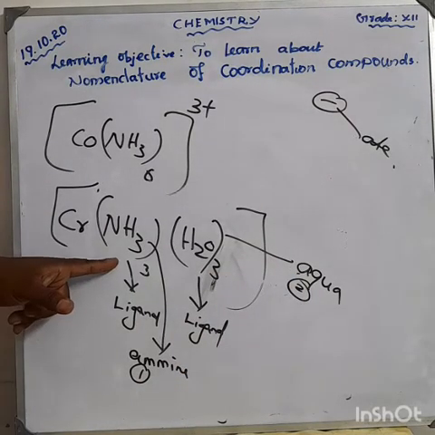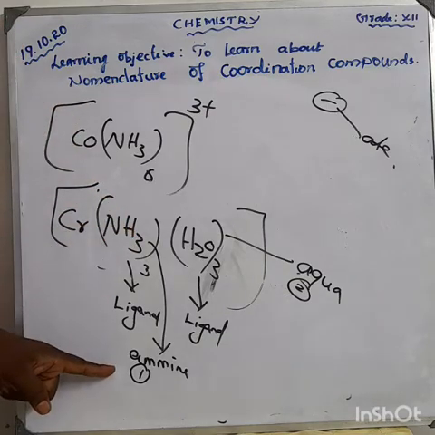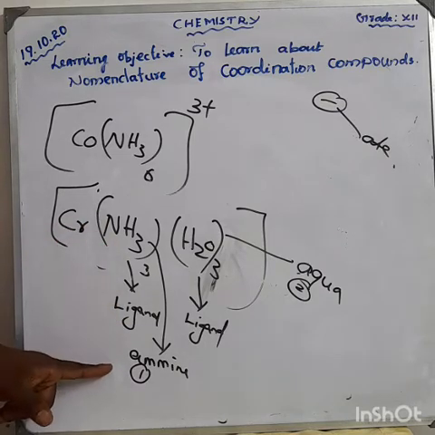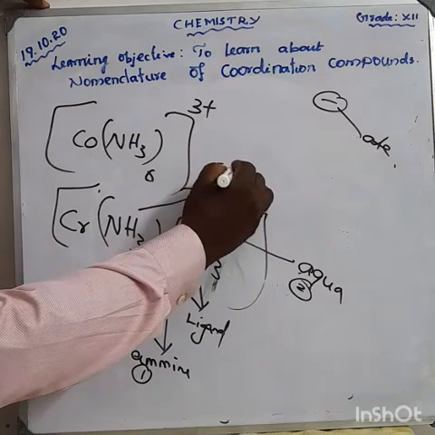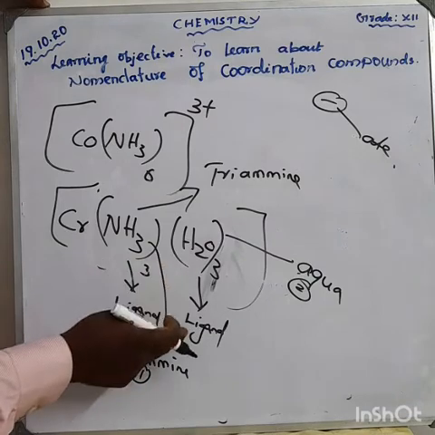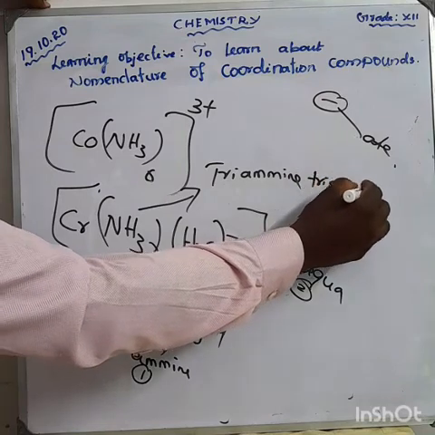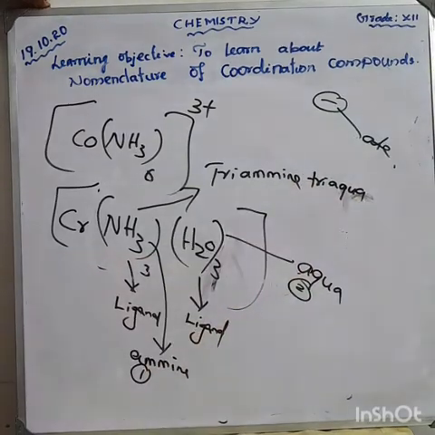So how much ammonia is there? 3 ammonia, am I right? So 1 means mono, 2 means di, 3 means tri, 4 means tetra, 5 means penta. So 3 means tri. How much ammonia is there? 3, so triamine. Clear? Triamine. How many water molecules are there? 3. So triaqua.